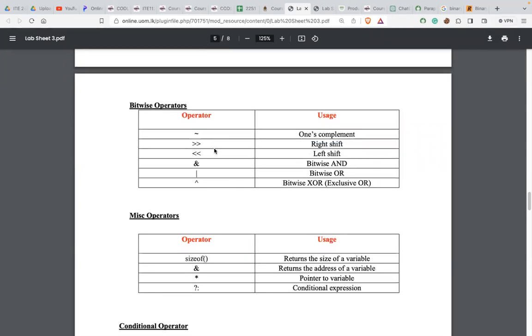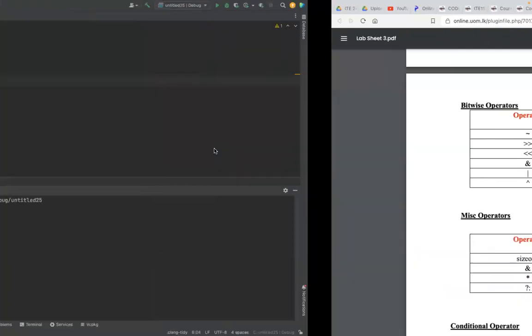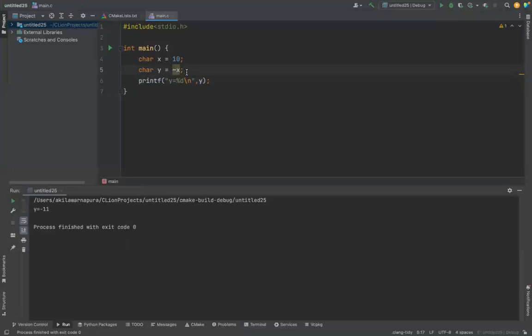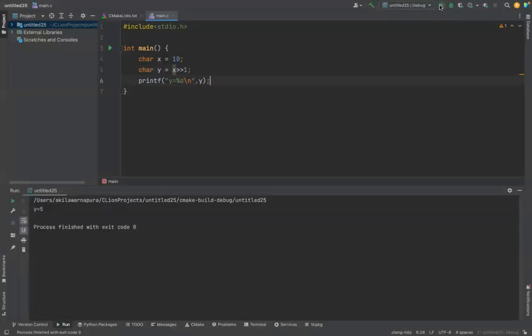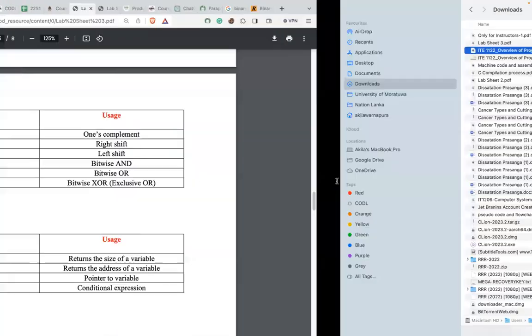Okay, now you know the right shift operator. Let's do some examples. y is equal to x right shift by 1. The value is 5. How does it happen?